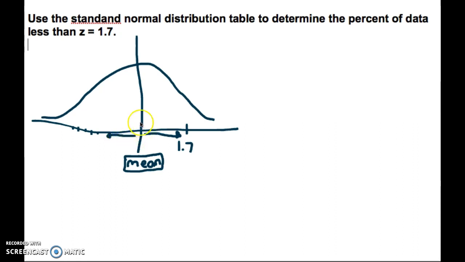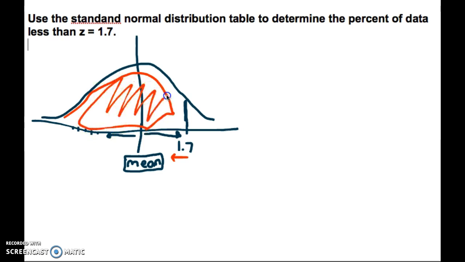So what it's telling me here is, at my z-score of 1.7, I want to find all the percentage of data that is less than 1.7. So less than would be in this direction. So the question is essentially asking, what percentage of statistics fall in this big hump area that's less than 1.7? And in order to do that, we're going to need to use our z-table.